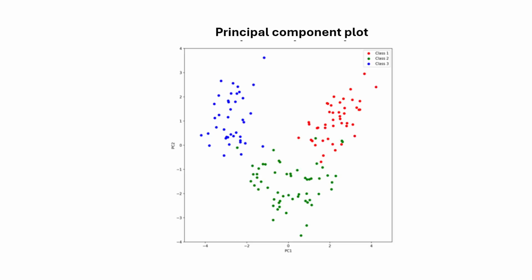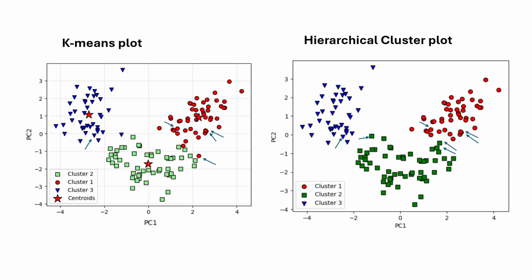The principal component plot provides the reference distribution of the known wine classes. Both K-means and agglomerative hierarchical clustering recover the 3 main groups successfully. The arrows indicate the few observations whose cluster assignments differ from the known classes in the principal component plot. Overall, the two methods produce very similar clustering solutions.